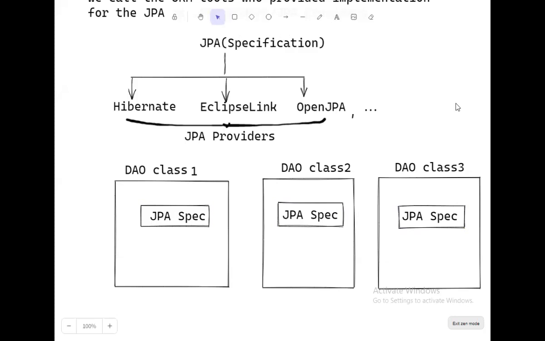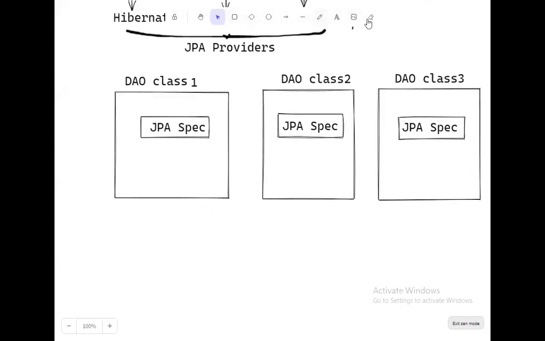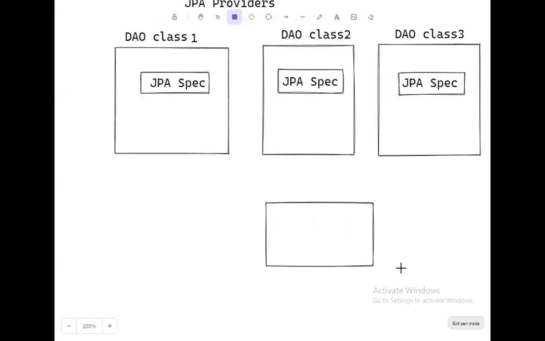But JPA is a specification, it is not an implementation, right? It is only an interface, but we need an implementation also. So in my project configuration, say there is a configuration file in my project. This is my project config file.